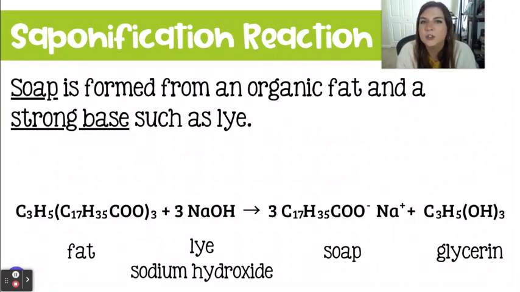Saponification is the reaction that is used to make soap. If you rearrange the first four letters of saponification, you get soap. It's a silly way to help you remember it. Now, we don't typically make soap this way anymore unless you are hand making soap, in which case, yes, good for you. I'm so excited for you.